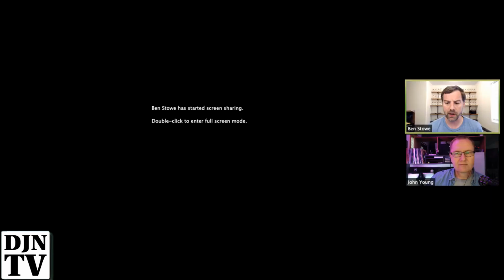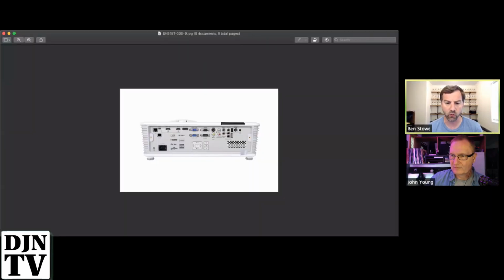Another quick little screen share here. I know we've talked about this model in the past, and it is discontinued, and I'm really going to miss it. But this feature is not discontinued, and we're seeing it more and more. This is the EH515T, and the T is for the HDBaseT, which we can see on here.